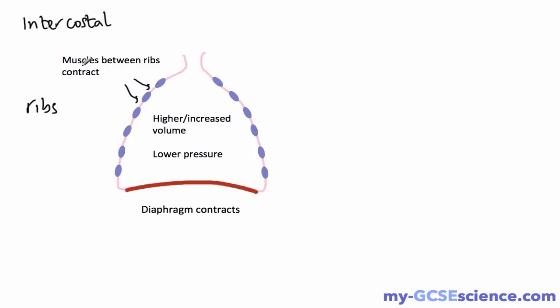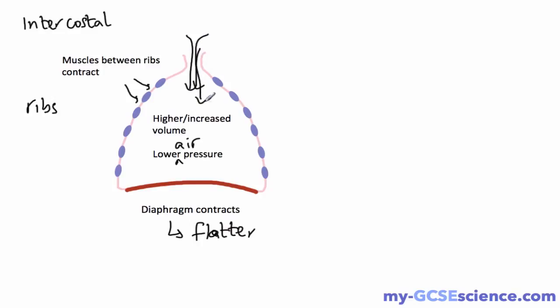And the first thing that happens is these muscles contract, and that's what causes the rib cage to move upwards and outwards. So we have the muscles between the ribs contracting. At the same time, we have the diaphragm which also contracts, and that makes the diaphragm flatter. And because it's flatter, it draws the bottom of the lungs downwards. That results in an increased volume inside the lungs, and that means there is a lower pressure inside the lungs, or you could say a lower air pressure. And because there's lower air pressure, there is a higher pressure on the outside, and therefore air is drawn into the lungs.